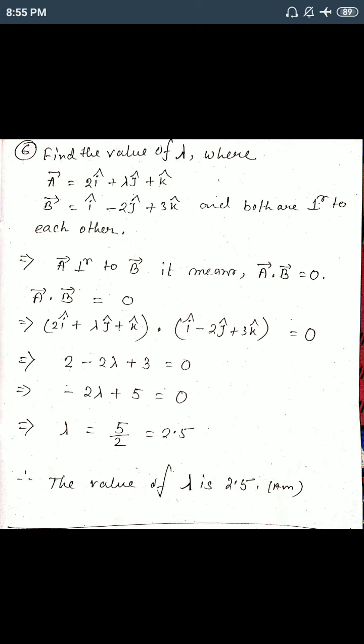From here, I dot I equals 1, J dot J equals 1, K dot K equals 1. So we get 2 minus 2 lambda plus 3 equals 0. From there we find lambda equals 2.5 or 5/2. In this way we solve the dot product numericals. I hope it is clear now.